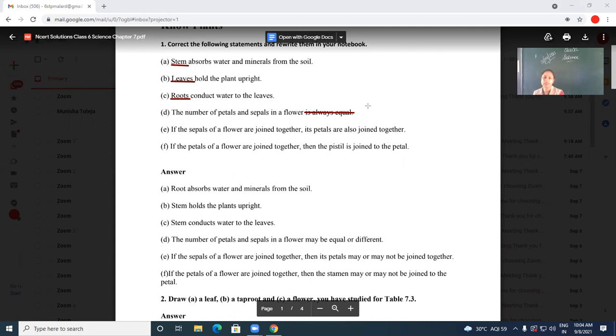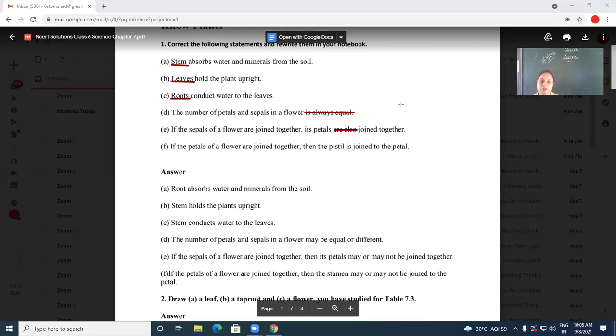Then I come to the E part. E part I have: if the sepals of a flower are joined together, then its petals are also joined together. So again, I will cut this also. What will I write? Its petals may or may not be joined together. Okay, its petals may or may not be joined together. Fine. Let's move on to this last part.